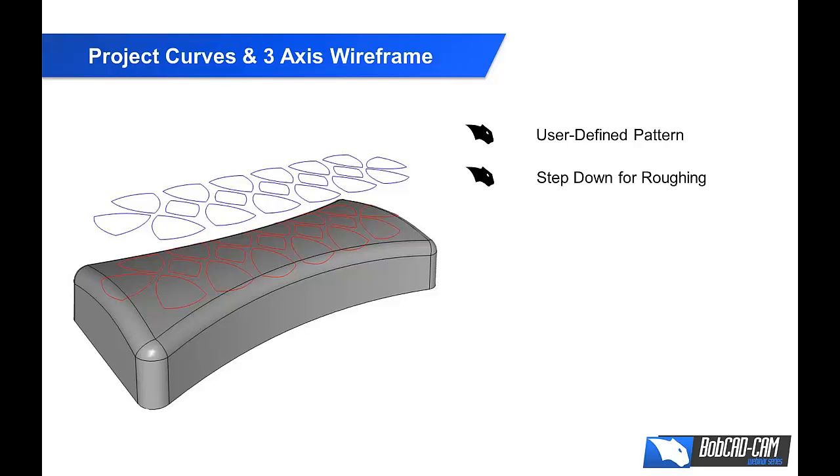You also have a step down for roughing, so you can take multiple passes to get down. That way you're not too aggressive, or you have control over how aggressive you can be depending on the material. And again, we're going to talk about using allowance and how you can use allowance in order to affect the finishes we're going to have for these patterns. Now the benefit of using project curves and 3-axis wireframe is you're using your 2D drawing patterns on your 3D surfaces. So you can draw out a pattern in wireframe, apply it to your surface, and turn it to toolpath. Really cool feature to use.